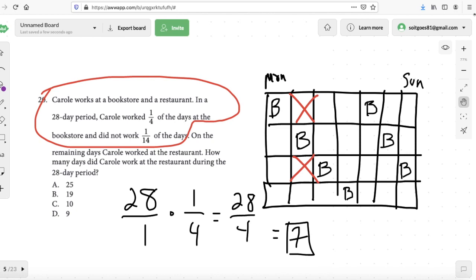Because that's 1 out of, here's the first set of 14 days. 1 out of 14 days she doesn't work. Here's the second set of 14 days. 1 out of 14 days she doesn't work. So it's 2 days out of the 28 she doesn't work. There you go. That's good enough for me.